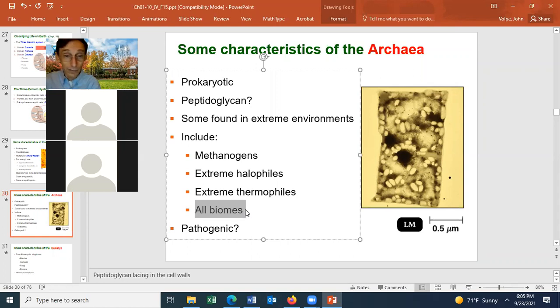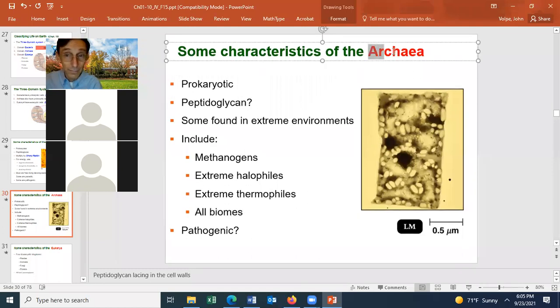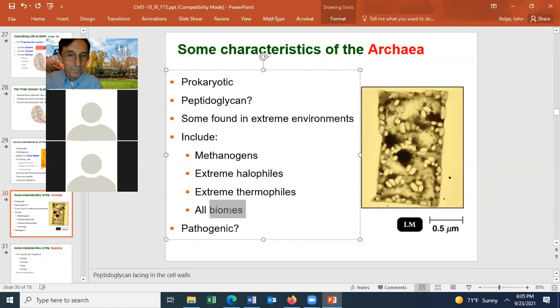Okay, any question about that? So wherever we look on the planet, we can find the archaea. The earlier versions of our textbook kind of had that wrong. It used to say that the archaea were mostly found in extreme environments. That isn't true. They are found everywhere on the planet.